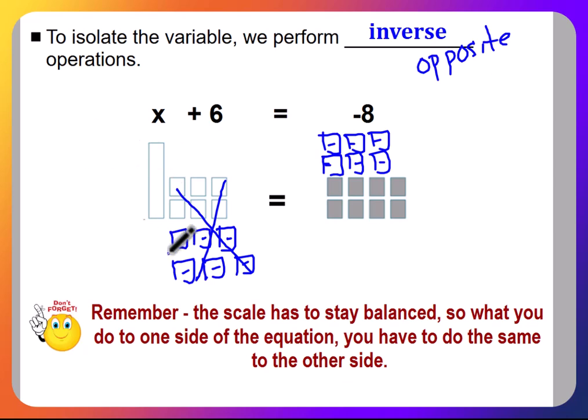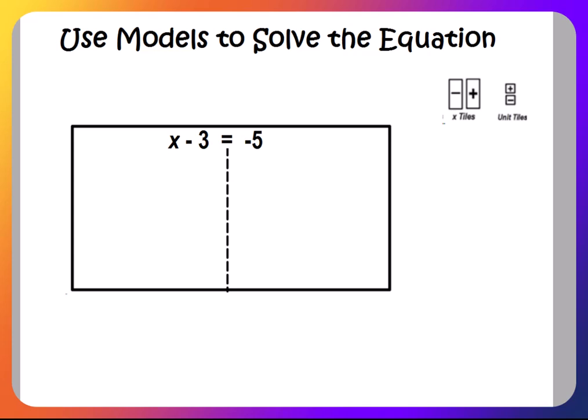The x is by itself, so we're going to have x, bring down your equal sign, and count all of your negative tiles. There's 2, 4, 6, 8. Add 2 more makes 10, 12, 14. So x equals -14. That would be your answer. That wasn't so bad, was it? Let's do another example.